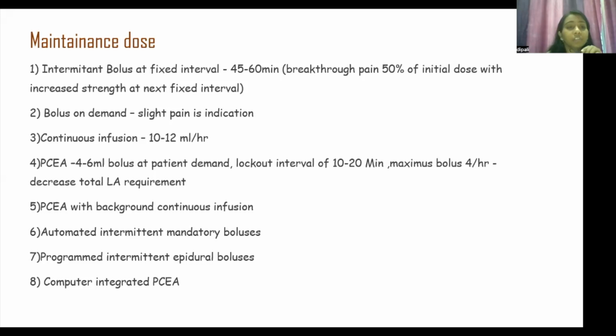In continuous infusion, we will start the infusion at around 10 to 12 ml per hour with the help of an infusion pump or elastomeric pump. Various newer, superior techniques are PCEA, patient controlled epidural analgesia, PCA with background continuous infusion, automated intermittent mandatory boluses, programmed intermittent mandatory epidural boluses, and computer integrated PCA.